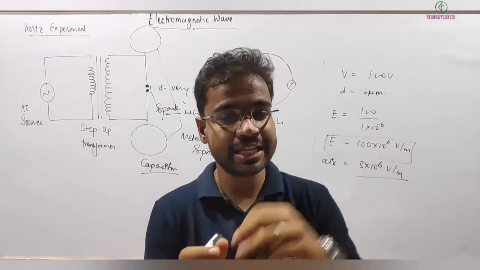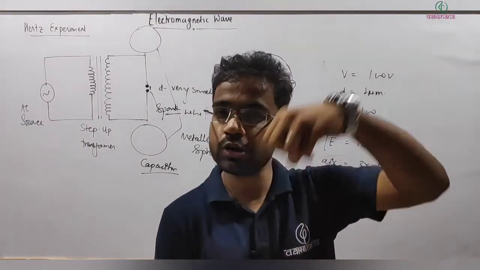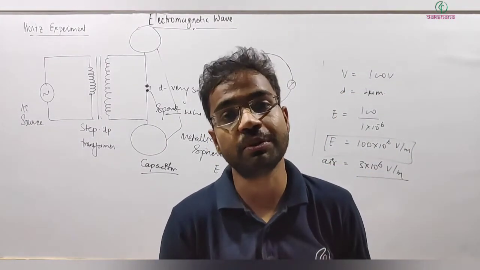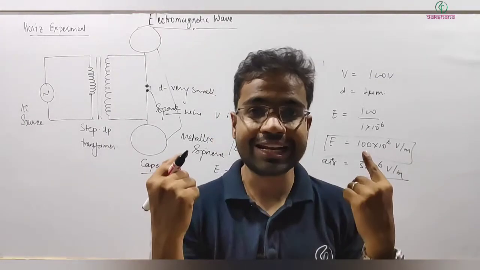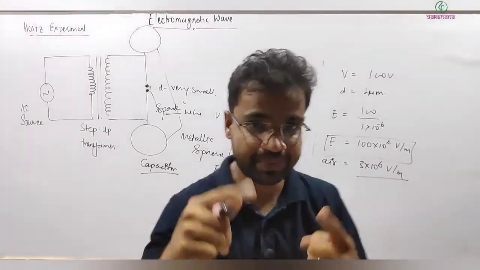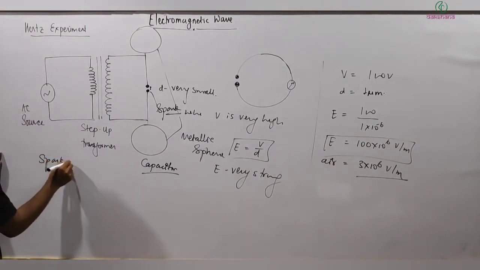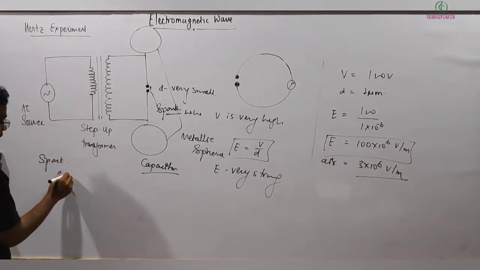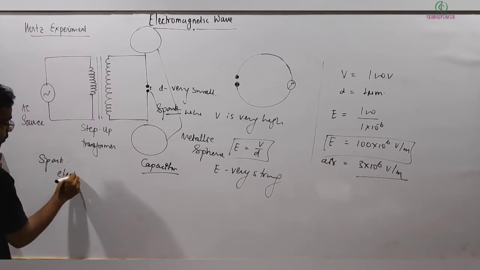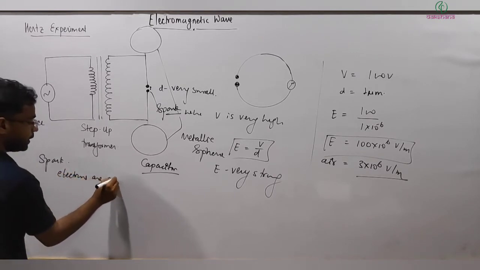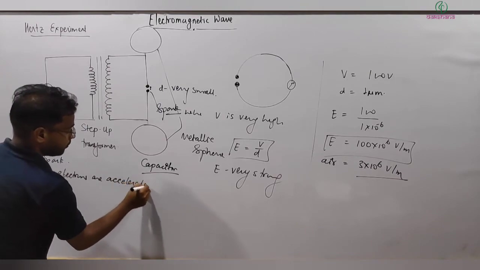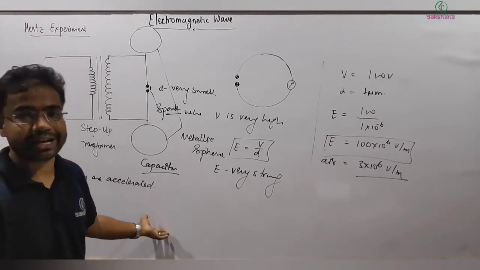A spark means electrons are pulled from the air molecules, then what will happen? An electric field is there, so they will accelerate. Understand? So a spark here basically means electrons are accelerated because of the strong electric field.